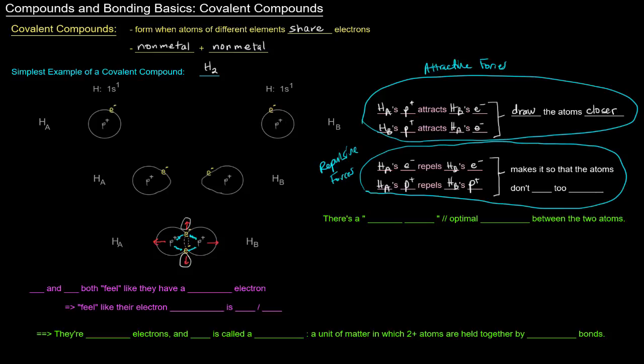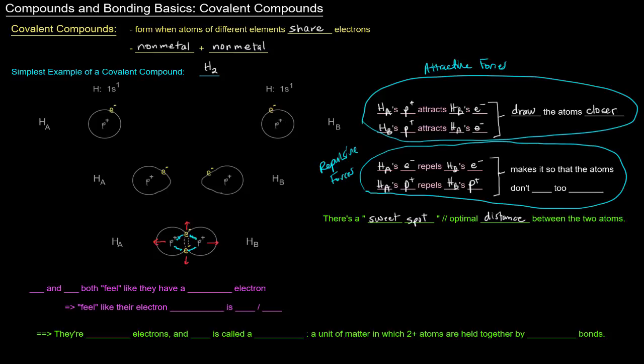But the sum of these forces keeps these two atoms, HA and HB, at a sort of optimal distance between each other. There's a sweet spot where there's a balance between these attractive and repulsive forces. So the atoms are close enough to each other where they like to be, but far enough from each other where they also like to be. They're not too close, they're not too far. There's an optimal distance between the two atoms.